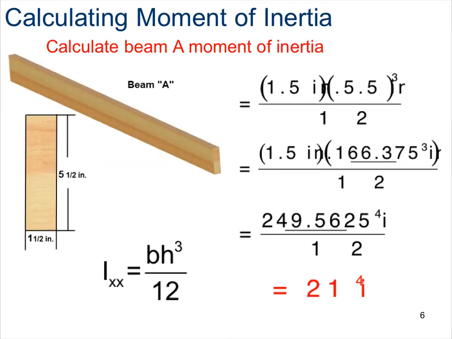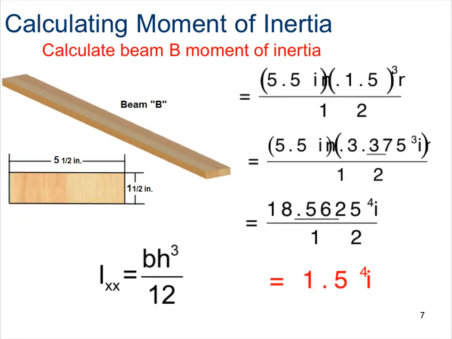So let's go ahead and calculate joist A's moment of inertia. Remember, this beam is in the vertical orientation. So our base is 1.5 inches. Our height is 5.5 inches. So to plug it into our formula for moment of inertia, it's going to be base 1.5 times height 5.5 cubed divided by 12. And when I simplify that, I get 21 quad inches. Let's go ahead and calculate beam B's moment of inertia.